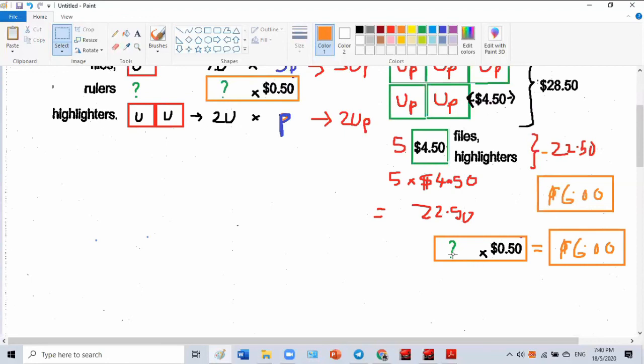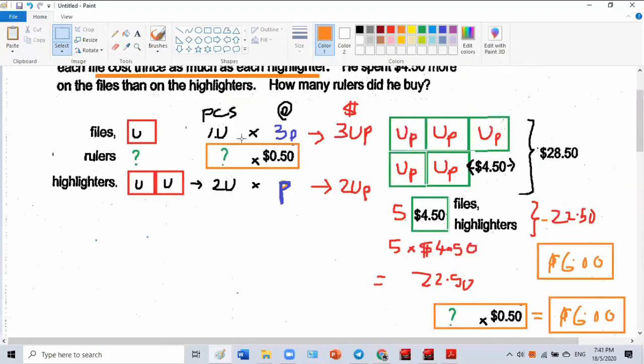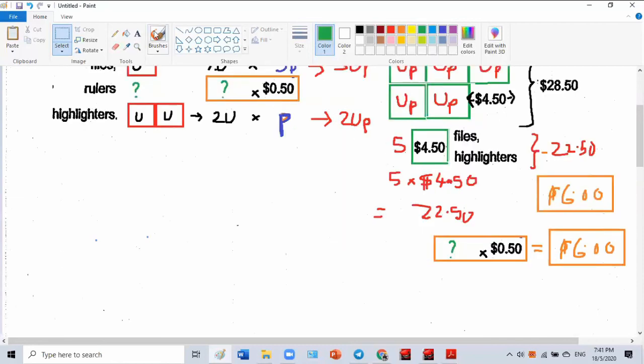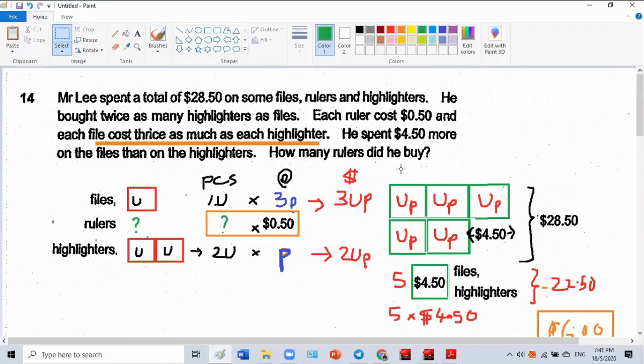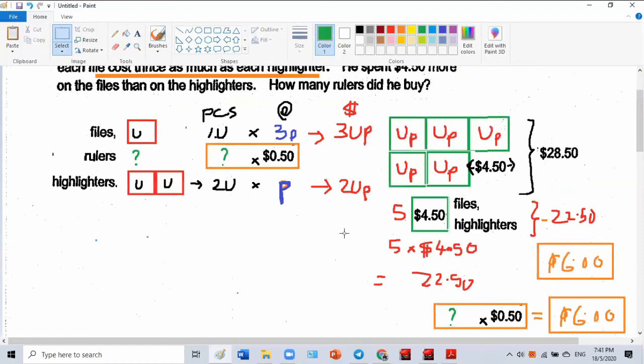So you're asking what is the number of pieces of ruler? Pieces, I put a question mark. So how many rulers did he buy? Asking this question mark, right? This is pieces times money, then gives money. Do you understand what I'm saying?